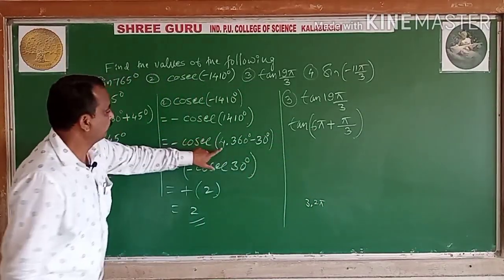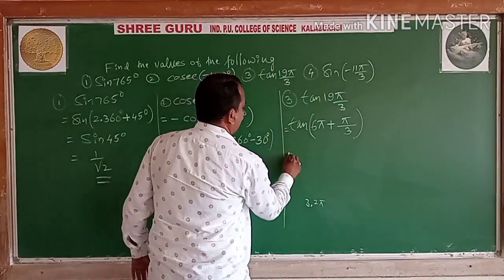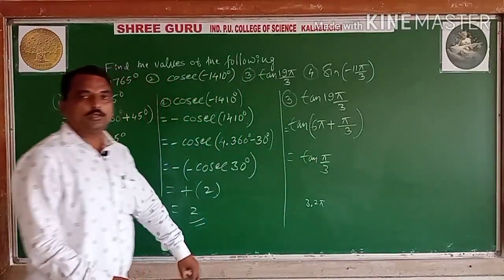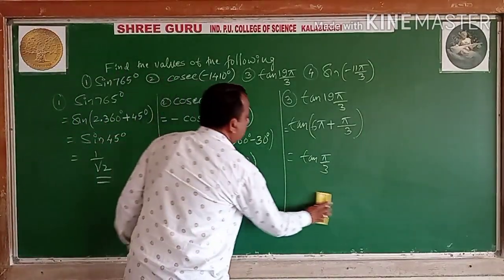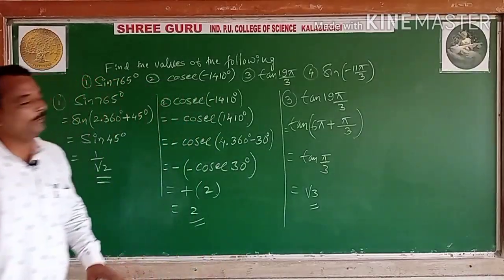As here we took 4 times of 360, whatever the number of rotations may be, what is it? Tan of pi by 3, first quadrant only. Positive also, all the values are positive. Tan of pi by 3. What is the tan pi by 3 value? Root 3. Tan pi by 3 value is root 3.